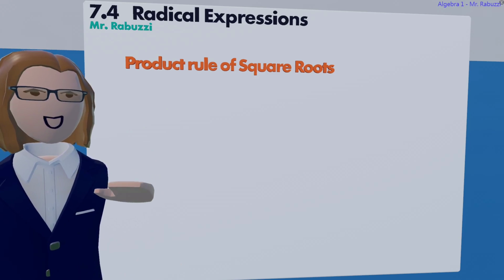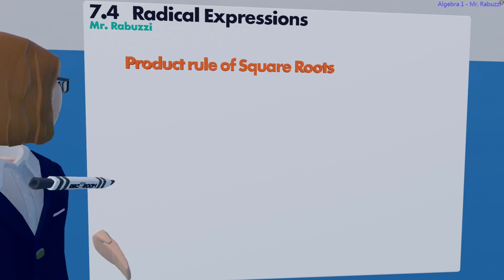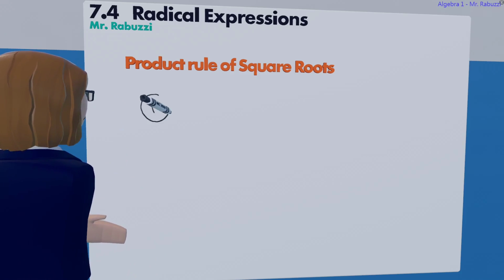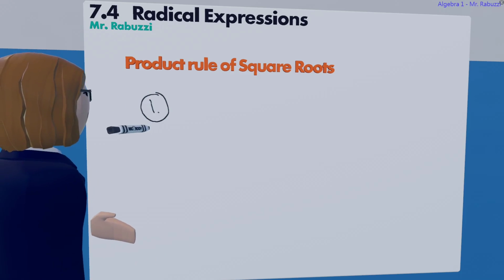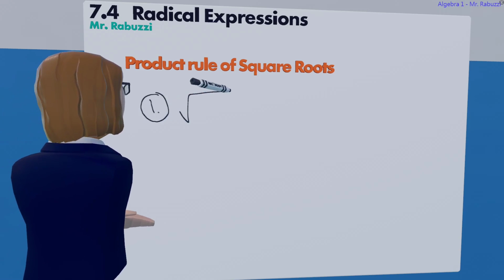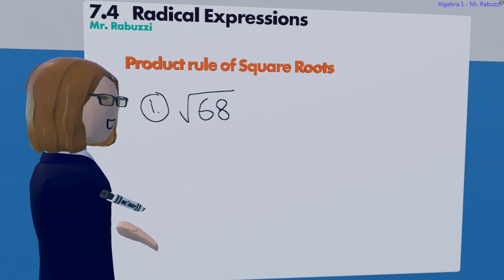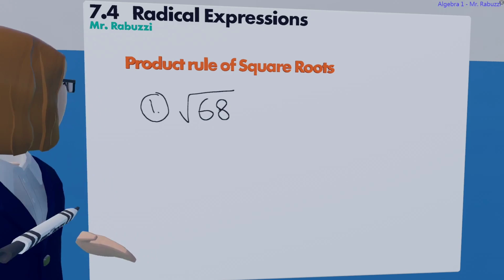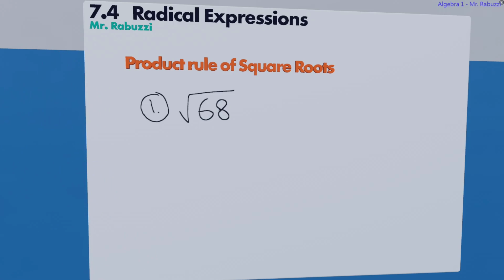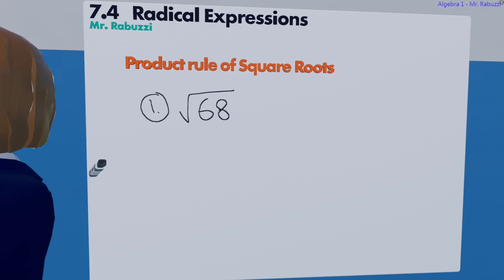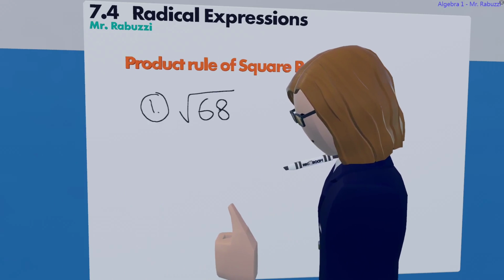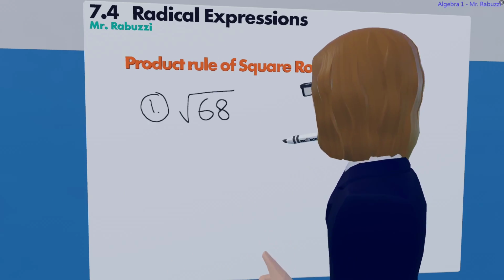So this is on the page after your warm-up. This is number 1 of the first page of practice problems. And it says, let's make this simpler. 68. Square root of 68. Sorry. Okay. So what I want to do first is break it up. Okay?